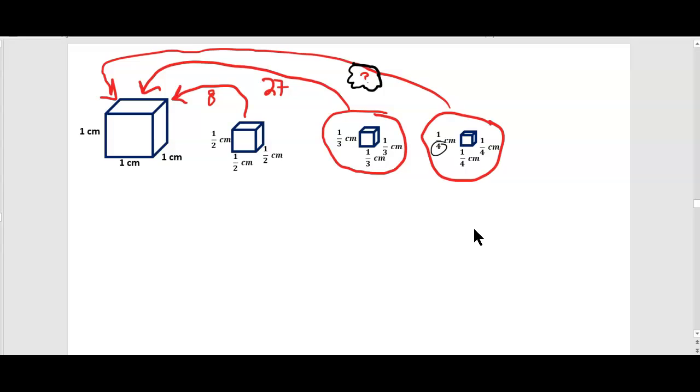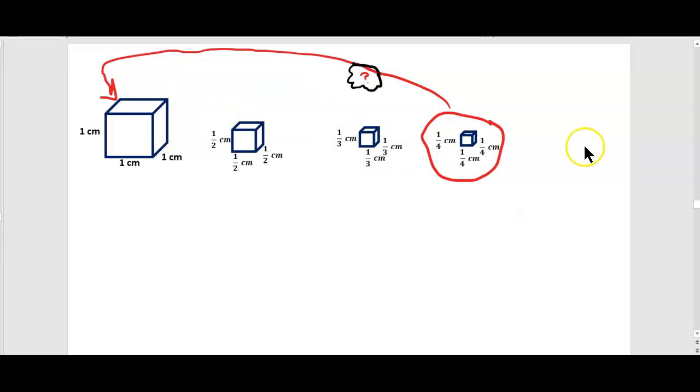If we follow the same pattern, isn't it 4 times 4 times 4? 4 times 4 is 16, but remember, we still got to multiply by this one. So what's 16 times 4? Do you know it? Oh yeah, it's technically 1/64.